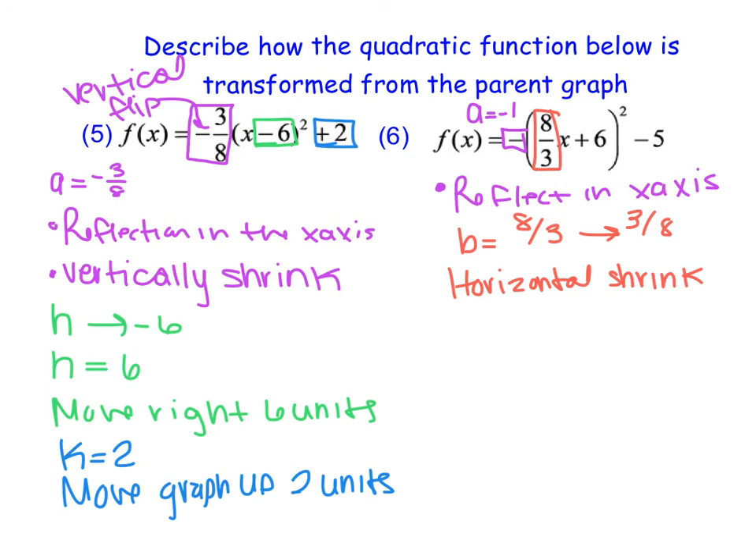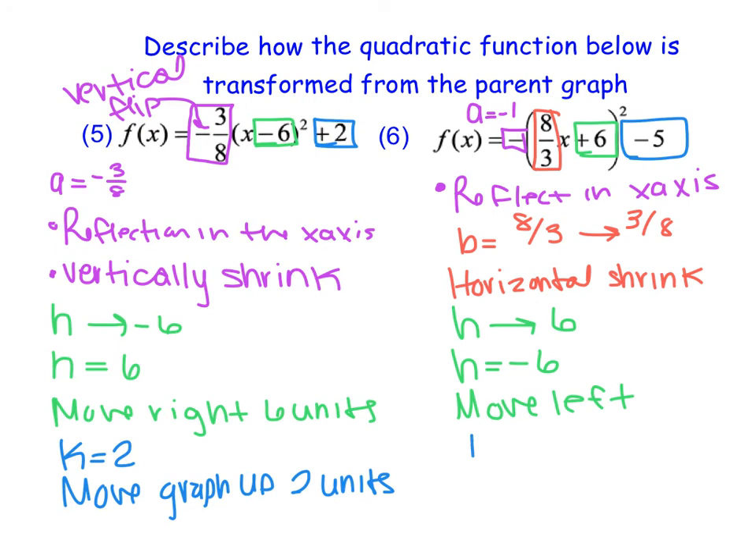Then next we notice that we have this +6 on the inside, and we know that our h value is related to that 6. As a result, we think, okay, h works the opposite of what we expect, so this graph is going to move left 6, which makes our h value -6. So we're going to move to the left 6. Then from here, we have our k value on the outside, so k is equal to -5. That's going to move our graph down 5 units. And I should have put 6 here as well.